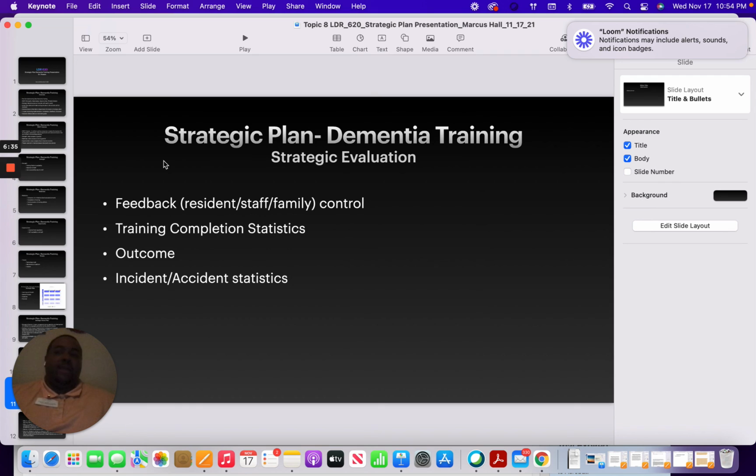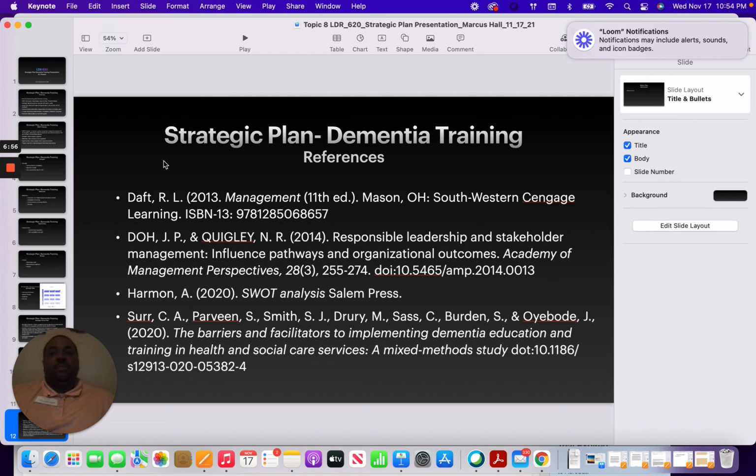Also, we have to evaluate these strategies and whether they are effective or impactful through feedback from residents, families, and staff, training completion statistics, outcomes, and then really monitoring those incident and accident statistics that could potentially foster challenges. And that ends our presentation.